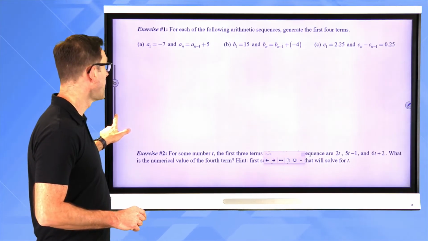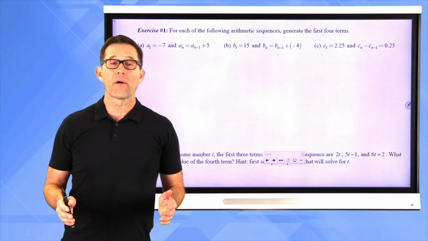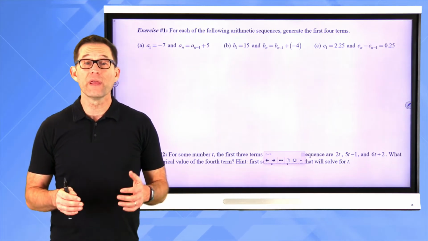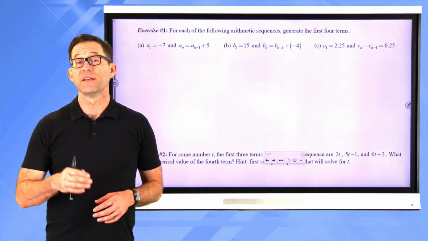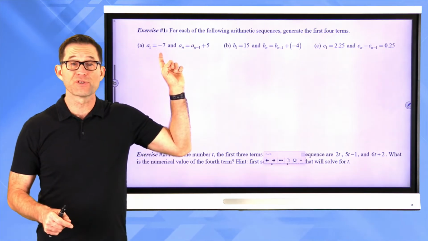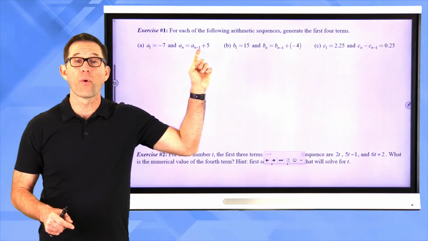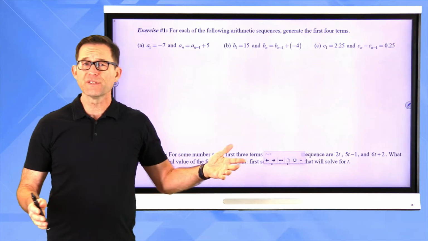Let me just bring it to the top of the board. For each of the following arithmetic sequences, generate the first four terms. Letter A. a1 equals negative 7, and an equals an minus 1 plus 5. All right, we talked in the last lesson about how to read a sequence definition that's been defined recursively. So in letter A, what we've got is the first term is negative 7, and to get any term, we simply go to the term before it and add 5. So this is pretty easy, right?